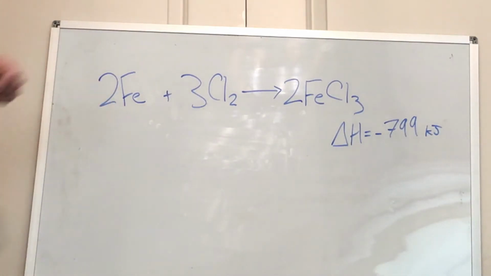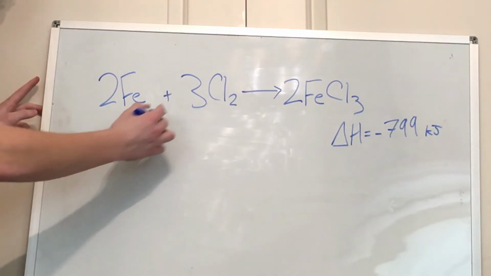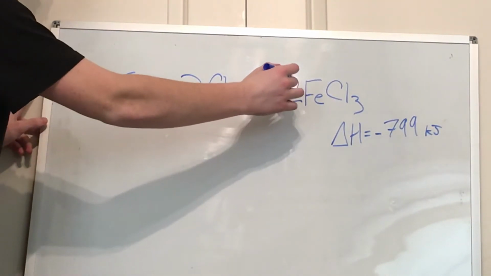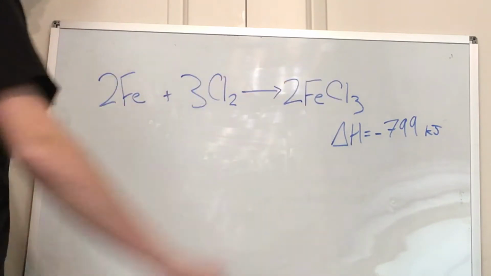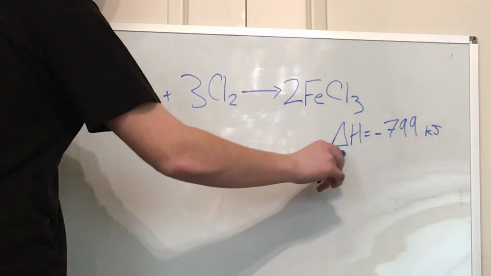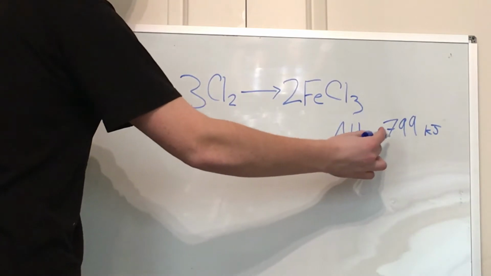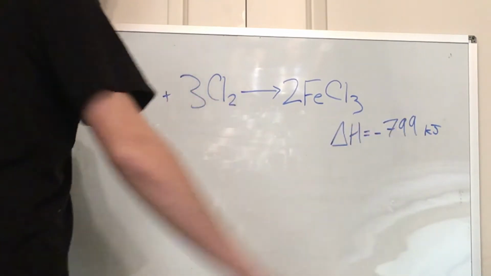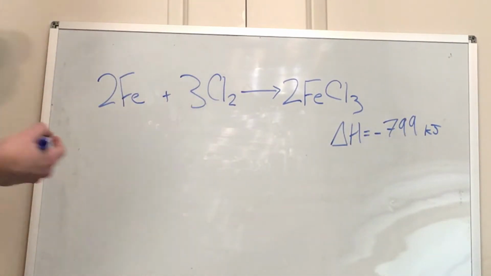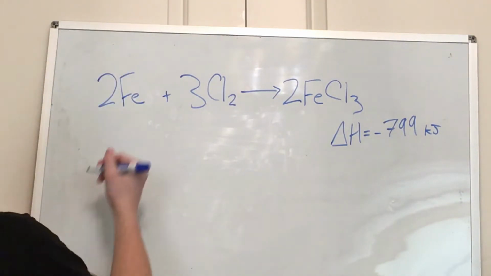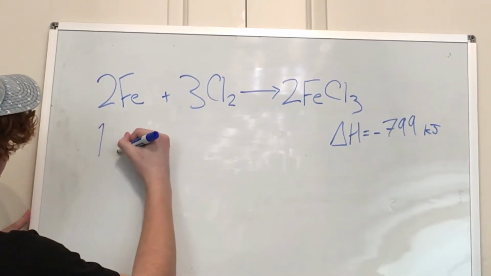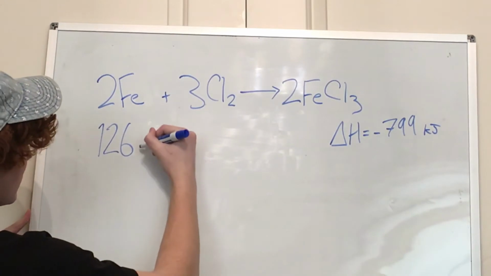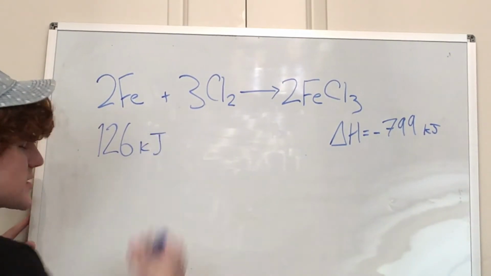All right. So this is the second one that you sent me. We got 2Fe + 3Cl2 → 2FeCl3. And then it gives us our nice little triangle H is equal to negative 799 kilojoules. All right. And then it tells us we're going to have 126 kilojoules. All right. That's what's given.